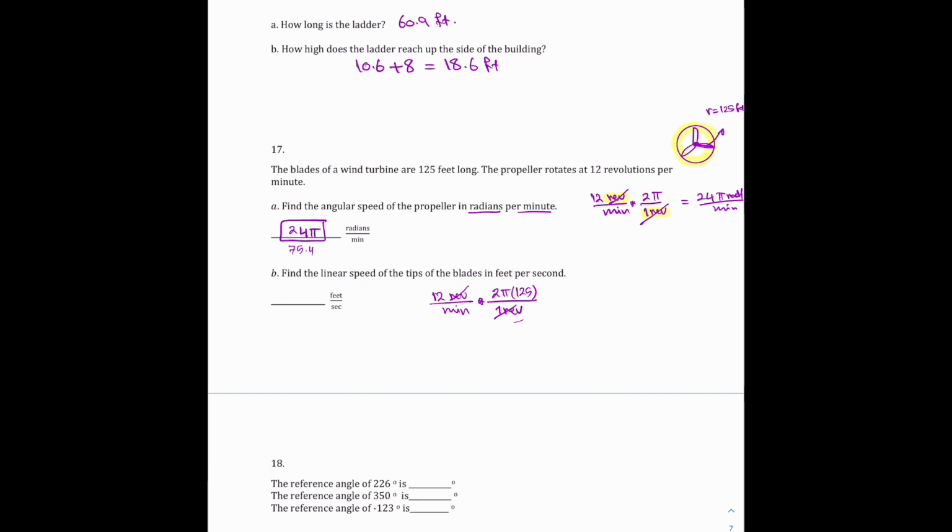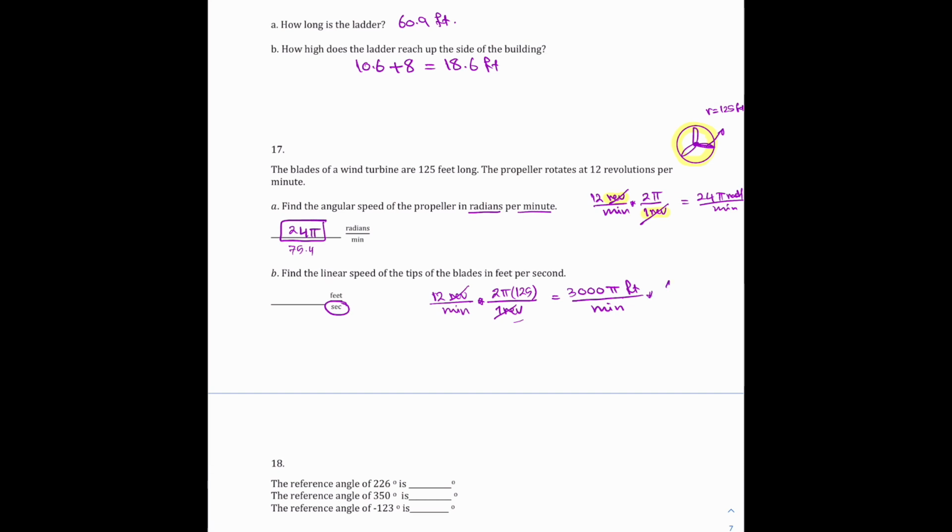And then we have 2 times 12 times 125. 12 times 2 times 125 is 3,000. So this is going to be 3,000 pi. Don't forget the pi. And this is feet per minute. But here it says convert to seconds.